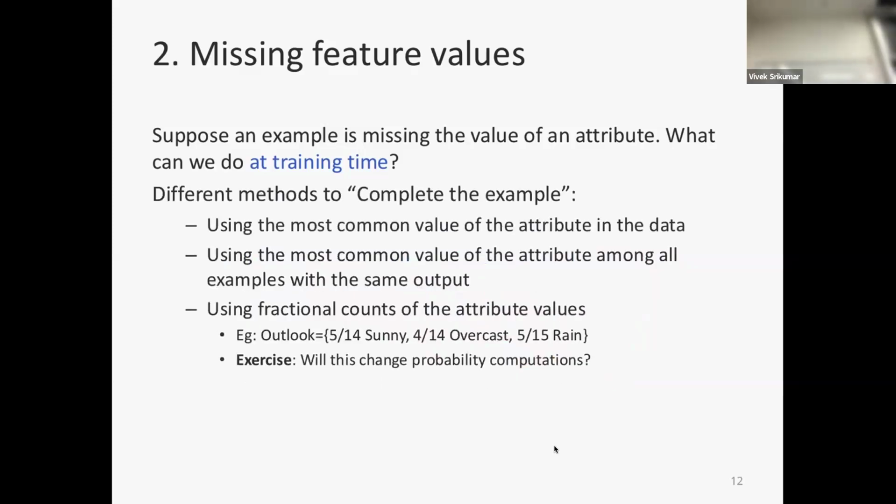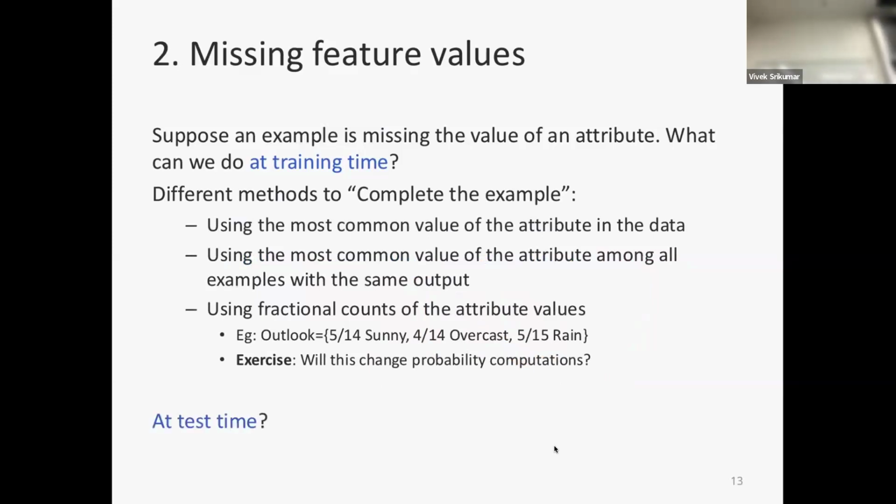Another more complicated answer involves using fractional values for this feature. Okay, I'm not going to go into that because it's complicated and it does not give you additional benefit. So let's skip that for now.